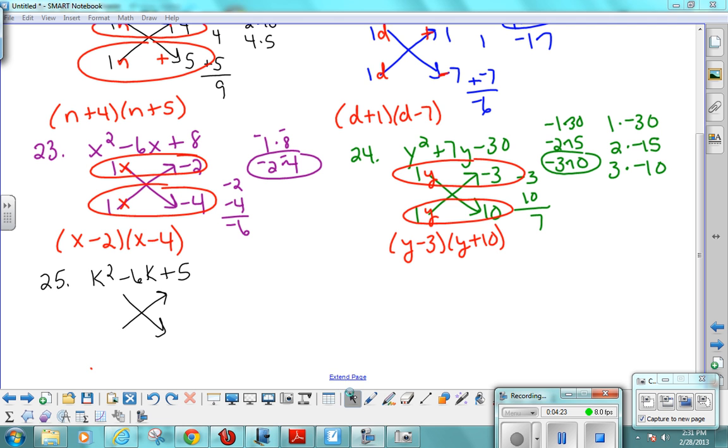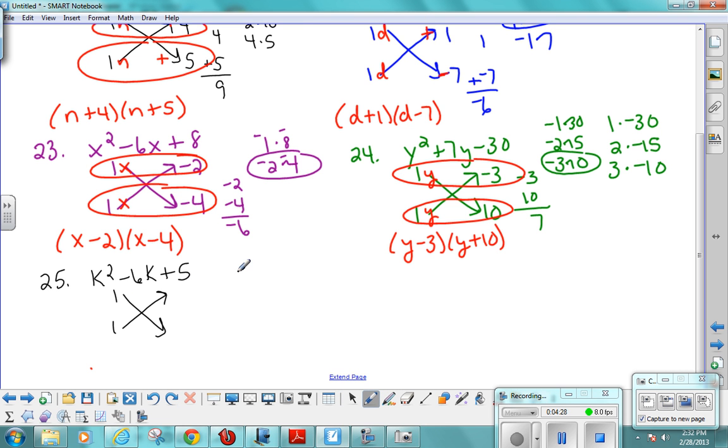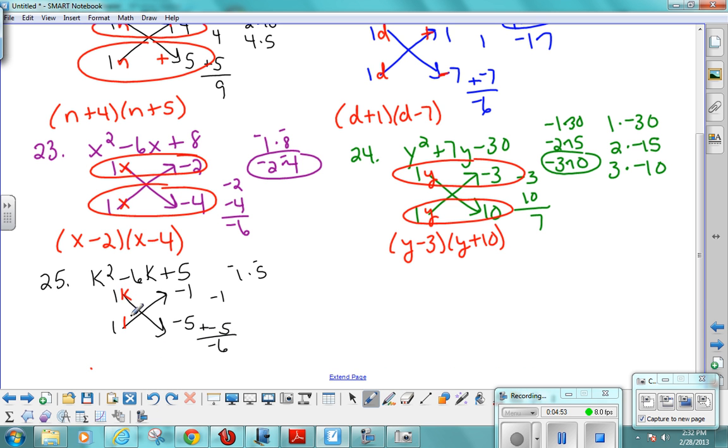So for 25, what can I multiply together to get 1? Well, that's going to be the 1 again, 1 and 1. Then what can I multiply together to get 5? Well, I can do 1 times 5. That's it, but I have to add up to be a negative 6. So that's going to have to be a negative 1 and a negative 5. Because the two negatives multiply to be a positive, but they add to be a negative. So 1 times negative 5 is negative 5. 1 times negative 1 is negative 1. If I add those together, there's my negative 6. So go back in, put your variable in, which was k. Go straight across, and I'm going to have k minus 1 times k minus 5.